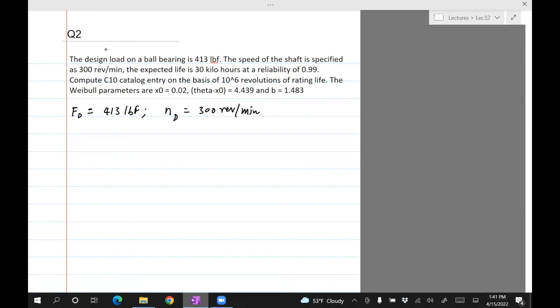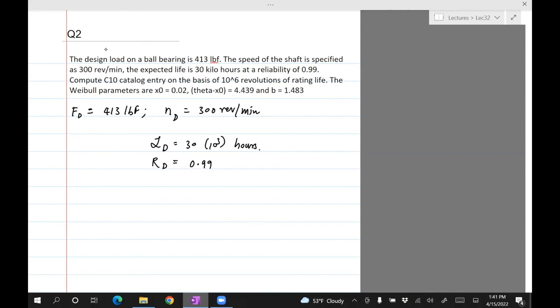The expected life is 30 kilo hours. Okay, so since the life is in hours and not revs, this should be the abbreviated L, and this would be LD because that's desired. So 30 kilo is 10³ hours. Okay, the reliability at D is 99%, or just put it as 0.99 in the formula. You have to put a number less than 1.